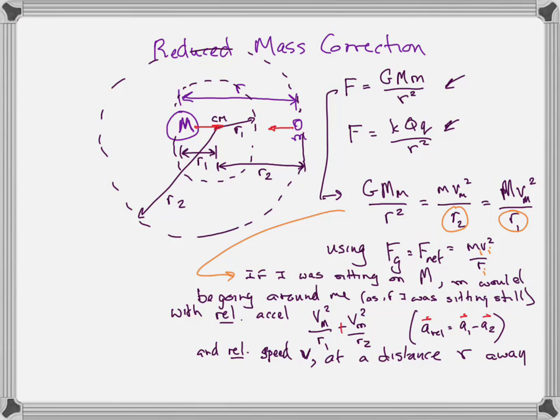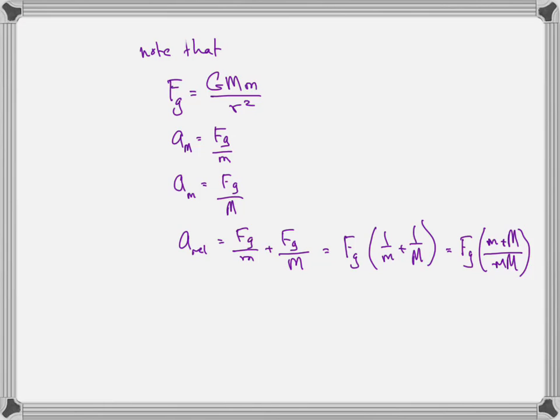And they have a relative speed of v and a relative distance of r, so that sitting on big M, little m is moving at a speed v relative to me, and it's a distance r away from me. So note that the gravitational force is G m M over r squared between the two, on any one of them. Therefore, the acceleration of big M is the gravitational force divided by little m. The acceleration of little m is the gravitational force divided by big M. And the relative acceleration is the sum of the magnitudes of those two. So the relative acceleration is going to be as follows, as shown.